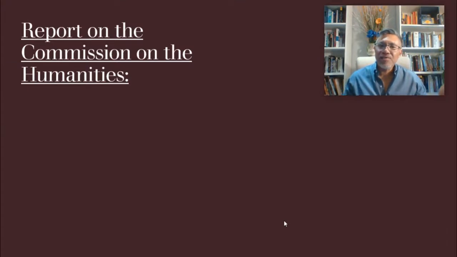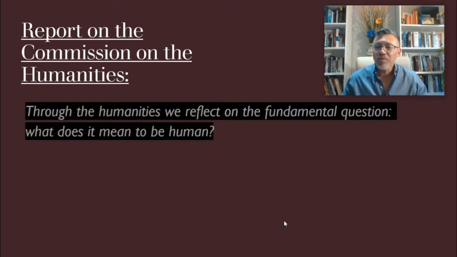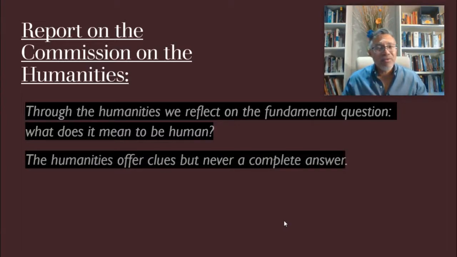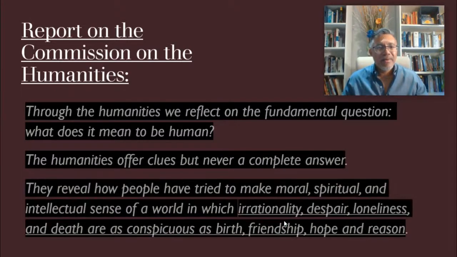When we take a look at this report that was put together by a commission on the humanities, the government put together a group of people to go figure out, well, when colleges say they're teaching the humanities, what exactly are they doing? This is what the report said. Through the humanities, we reflect on the fundamental question, what does it mean to be human? The humanities offer clues, but never a complete answer. They reveal how people have tried to make moral, spiritual, and intellectual sense of a world in which irrationality, despair, loneliness, and death are as conspicuous as birth, friendship, hope, and reason.